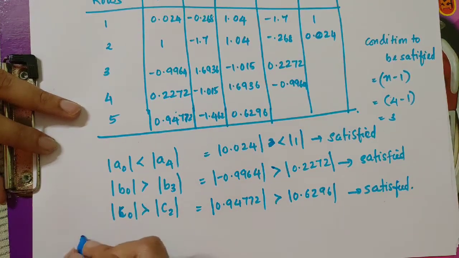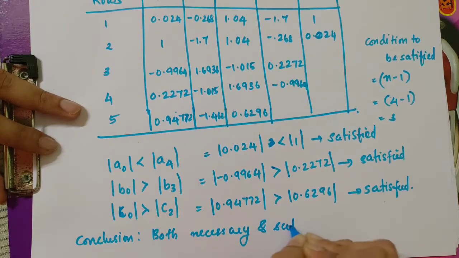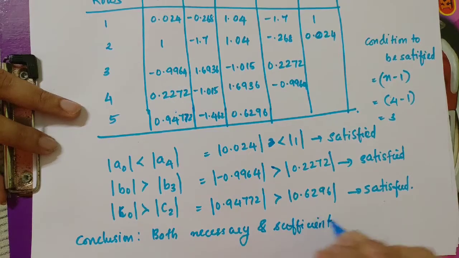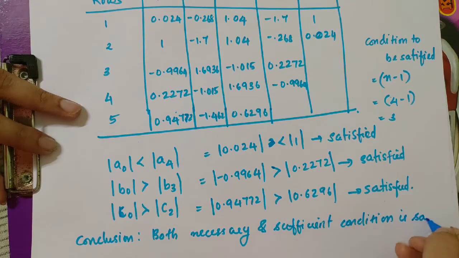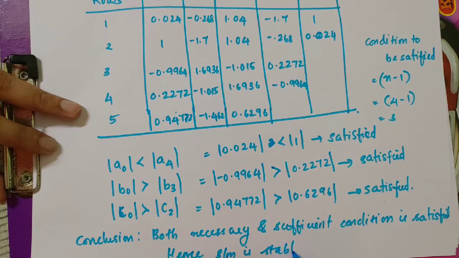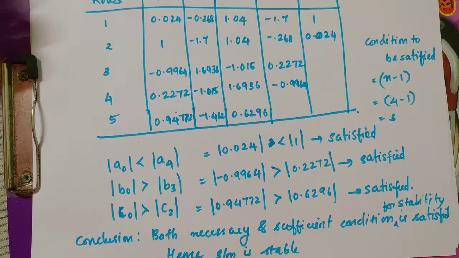Okay, so conclusion: both the necessary and sufficient conditions are satisfied. Hence the system is stable. The sufficient condition for stability is satisfied.